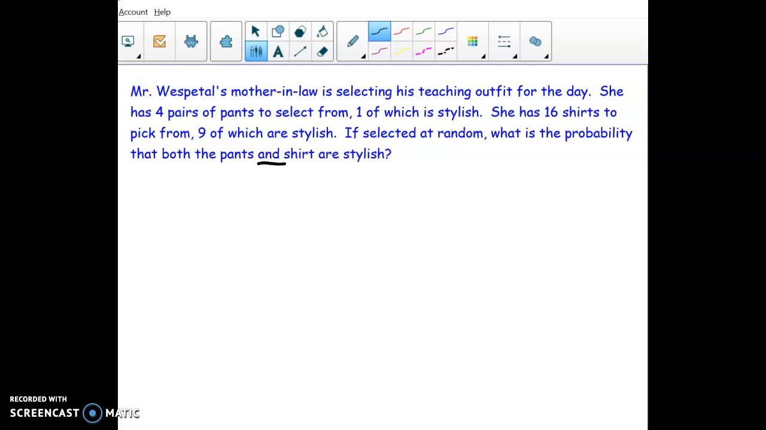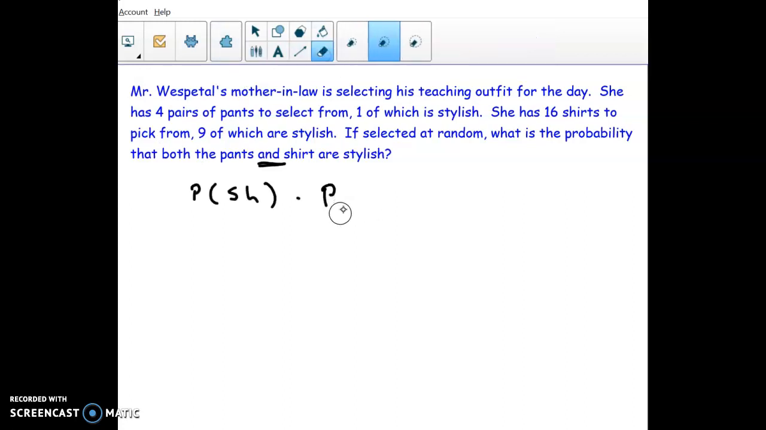Okay, so this is a straight "and" and it is 2 separate events where you're picking a shirt and a pair of pants. So you have to multiply the probability that my shirt is stylish times the probability that my pants are also stylish. Okay, so probability of shirt times probability of pants being stylish.